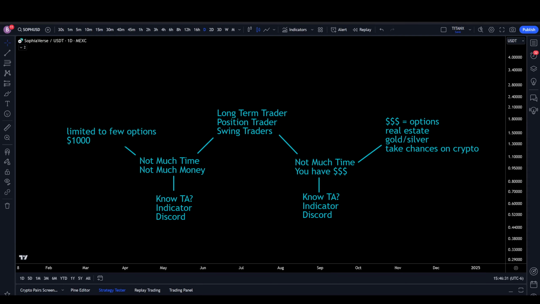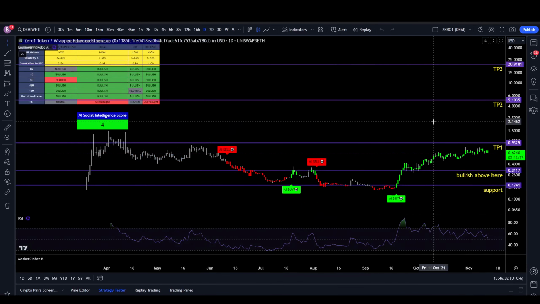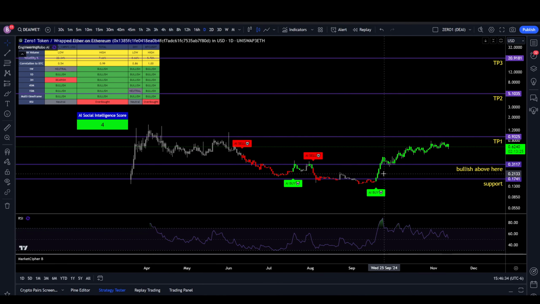You don't want to be, here, let me see if I can find you an example. DEAI hasn't really moved a whole lot, but wouldn't you much rather buy it down here near support than be buying it up here near the first take profit area? I know I would. That's where I want to buy it, is as low as I can, or buying it once it gets above the bullish line.